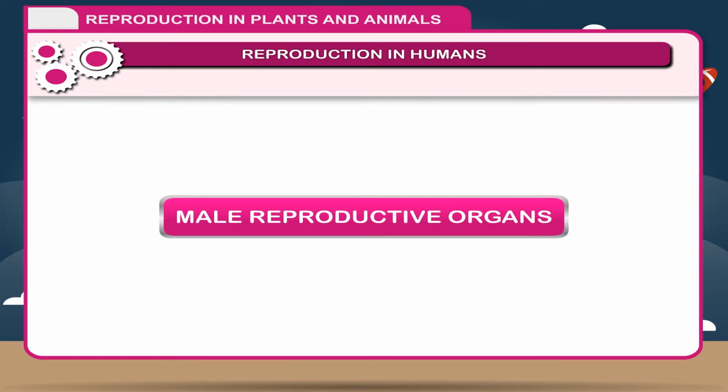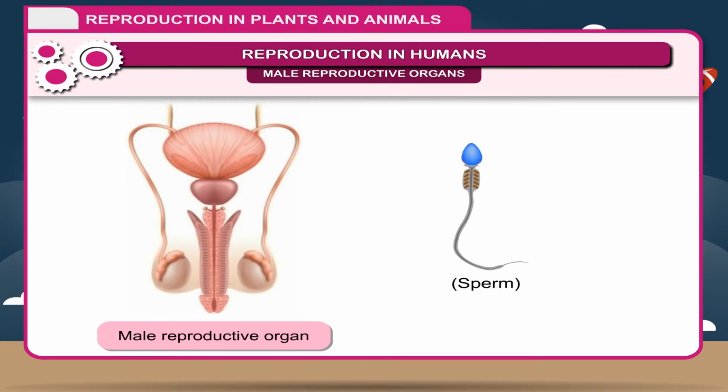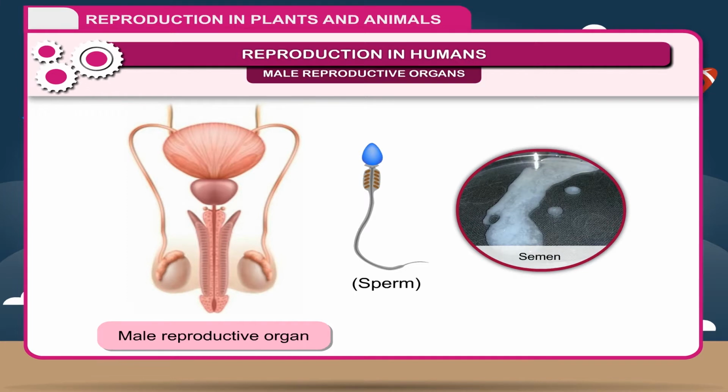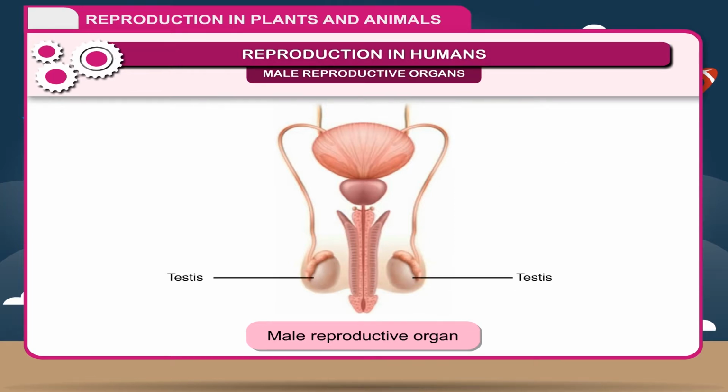Male reproductive organs. 1. Two testes are present in the scrotal sac, which produce the male gametes or sperms. Sperm is a microscopic structure, consisting of a large head, a neck, and a long tail. 2. Sperms are discharged from the body along with a fluid called semen. 3. Vas deferens or sperm duct, which carries sperms to the penis. 4. Male genital organ or penis, through which sperms are discharged inside the female body. 5. Testis produces the male sex hormone called testosterone.